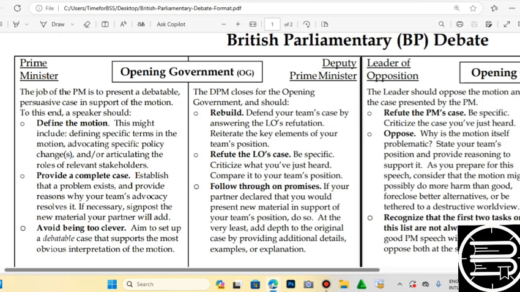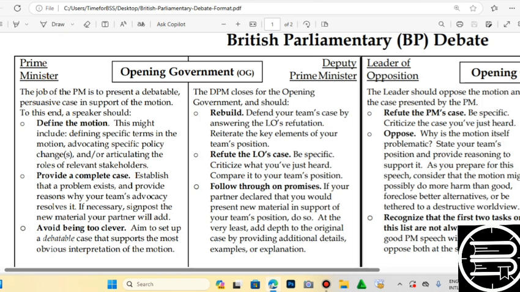So we call it the opening government because they are the ones who are the first to come to speak. So this is what you should understand, that we have what we call the first half of the debate, where we have the opening government and the opening opposition. So right now on the opening government, we now have the Deputy Prime Minister coming to the podium. He's the third speaker to come to speak.